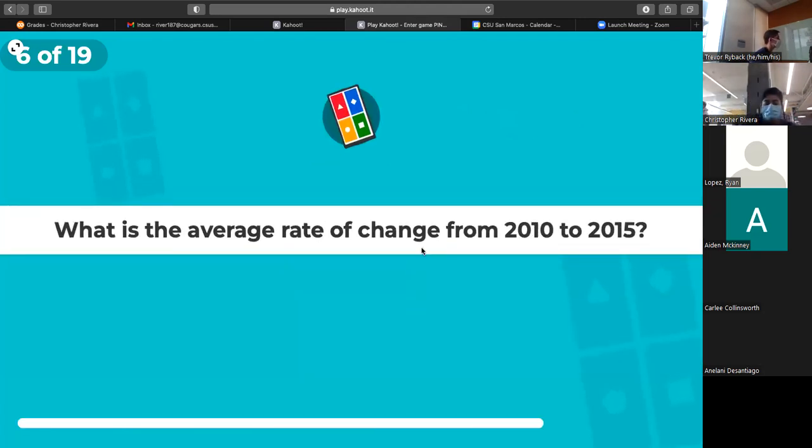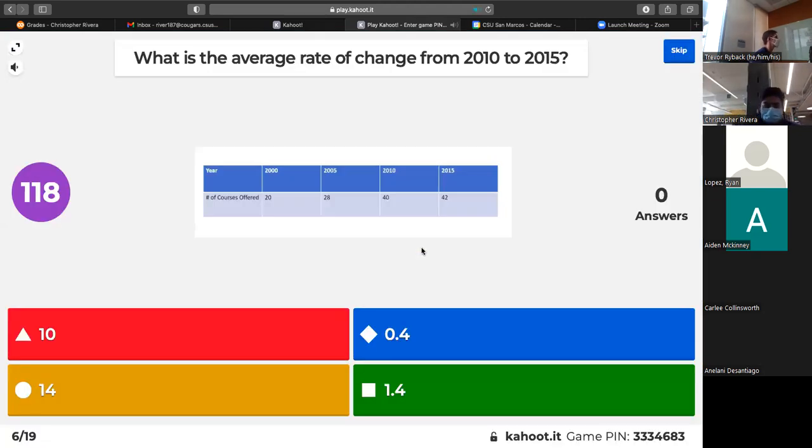This one is asking, what is the average rate of change from 2010 to 2015? This is different than the last question, just letting you know.